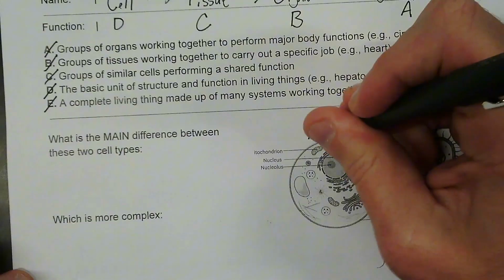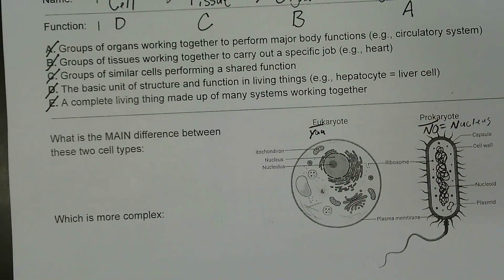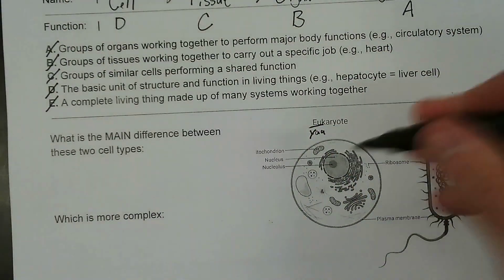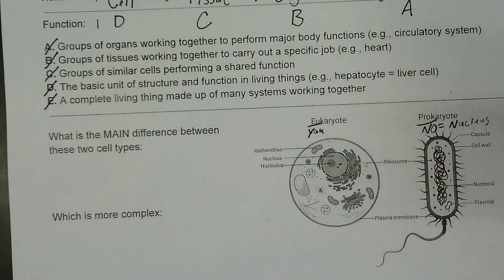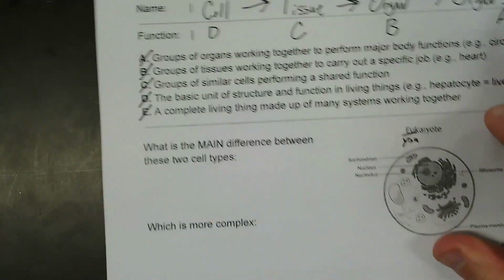You are made of eukaryotic cells. So you are made up of eukaryotic cells. Your cells have a nucleus. Prokaryotes, no nucleus. What is the main difference?